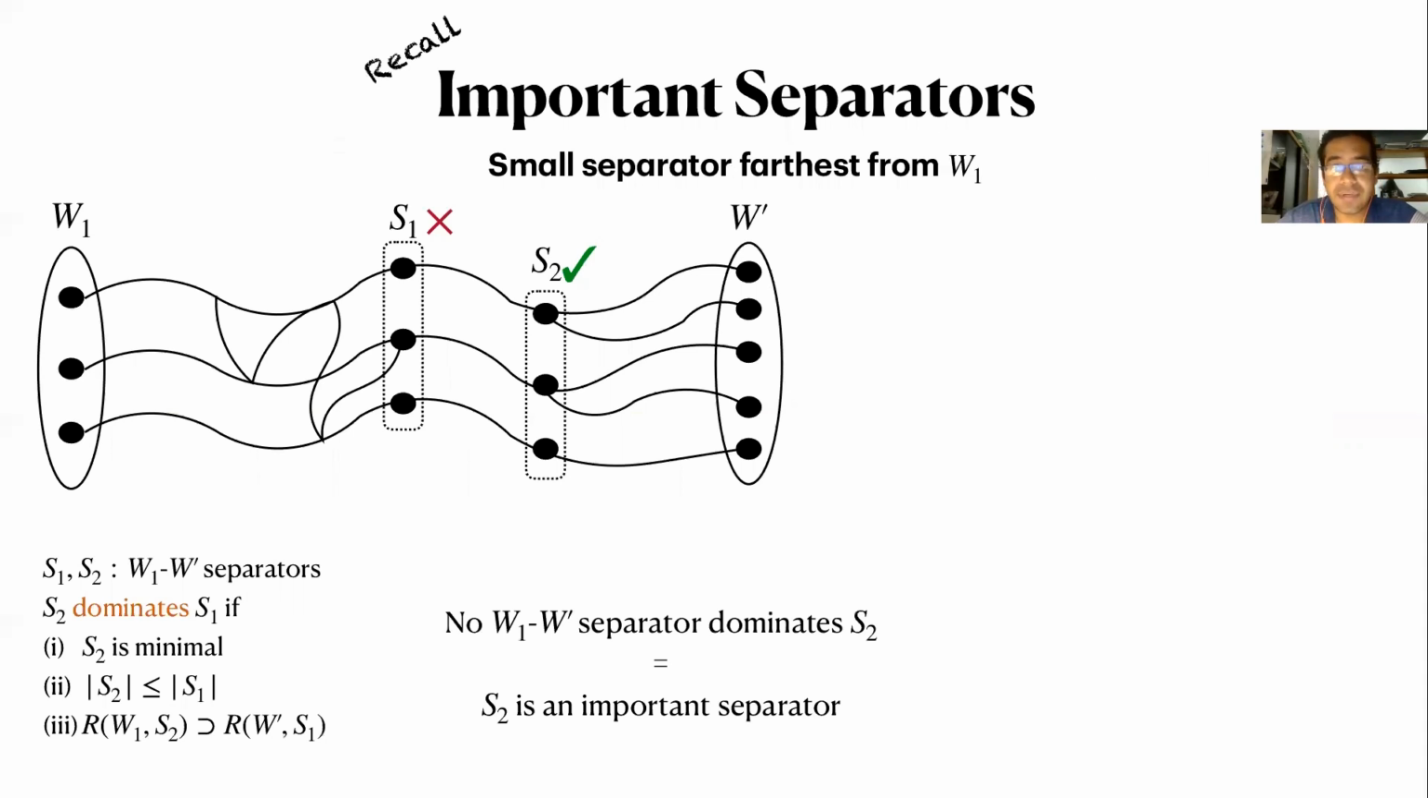Let us recall the definition of domination. We will modify these definitions. There are two separators, S1 and S2, which separate W1 and W'. And S2 dominates S1 if S2 is minimal, the cardinality of S2 is less than or equal to the cardinality of S1, and the reachability graph of W1 after removing S2 is a strict superset of the reachability graph of W1 after removing S1.